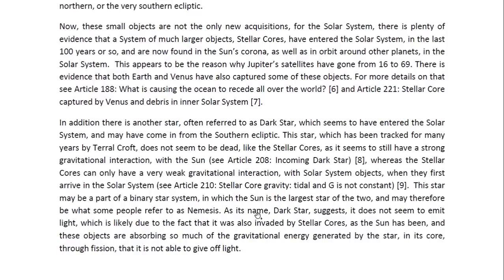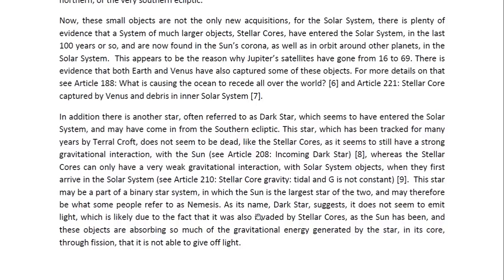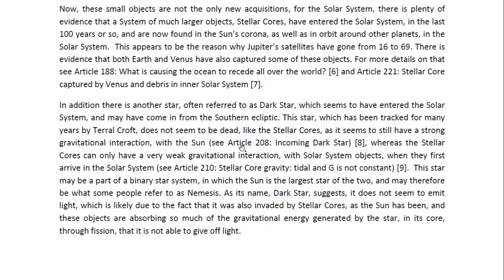In addition, there is another star, often referred to as dark star, which seems to have entered the solar system and may have come in from the southern ecliptic. This star, which has been tracked for many years by Terracraft, does not seem to be dead like the stellar cores, as it seems to still have a strong gravitational interaction with the sun. And you may look at Article 208 entitled Incoming Dark Star.